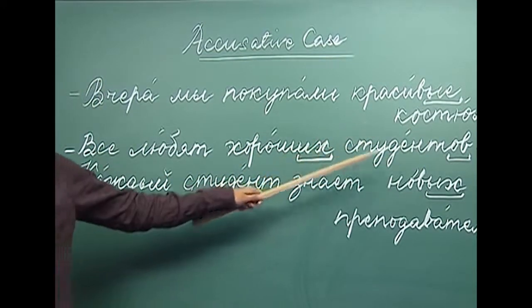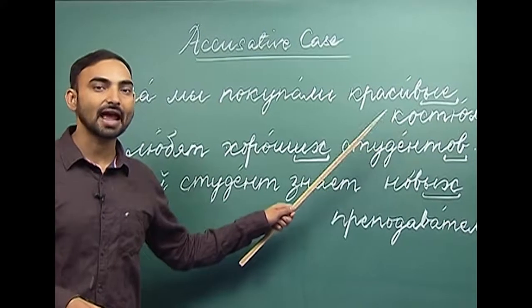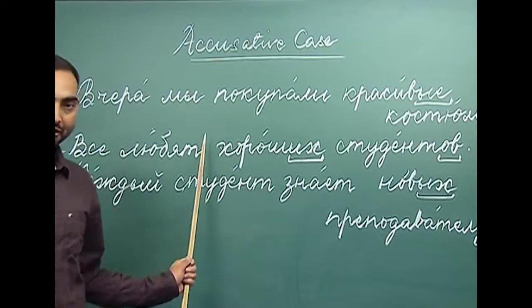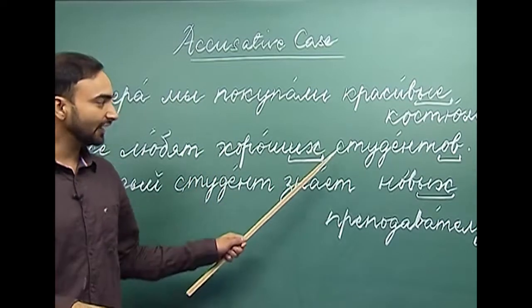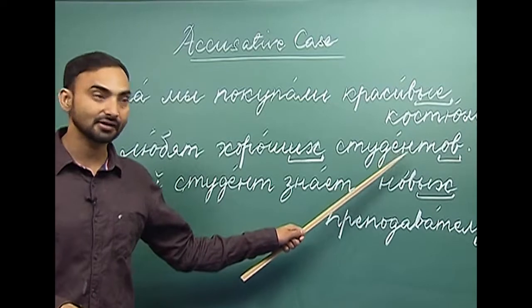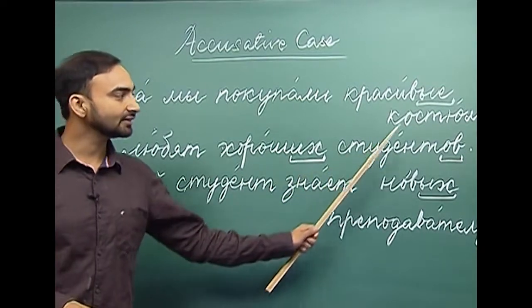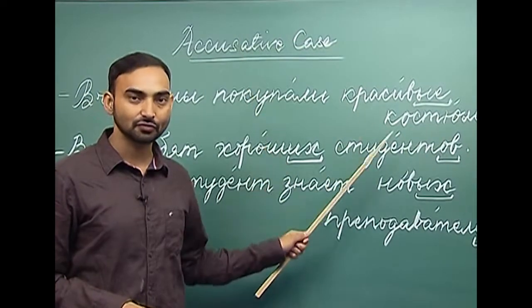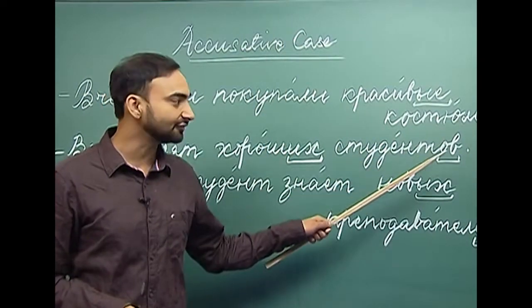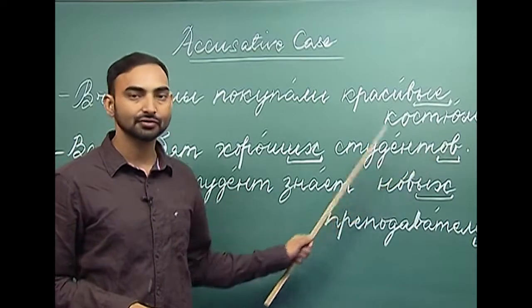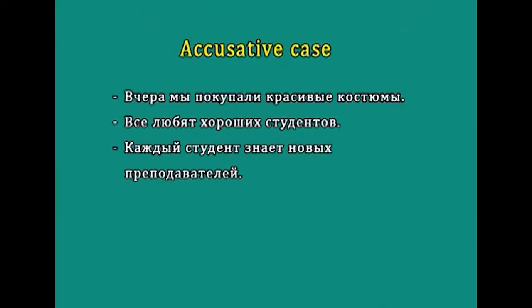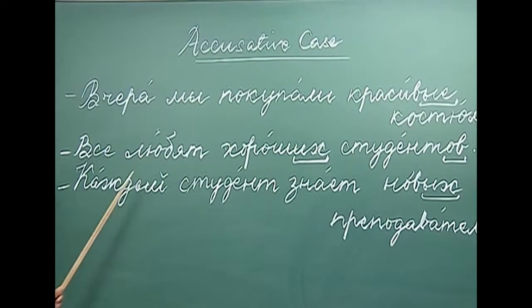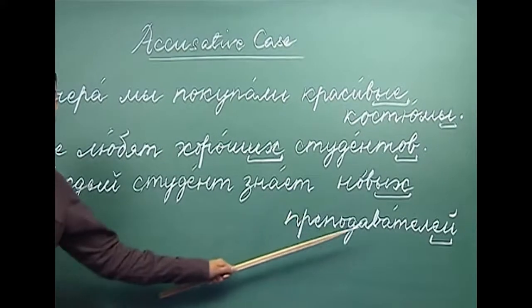So, here the noun is animate. Student is an animate noun, that is why we have used хороших. So, хорошие becomes хороших if it qualifies an animate noun. Хороших студентов, and the plural of student in the accusative case is студентов. So, we are adding o and v, студентов. Все любят хороших студентов.